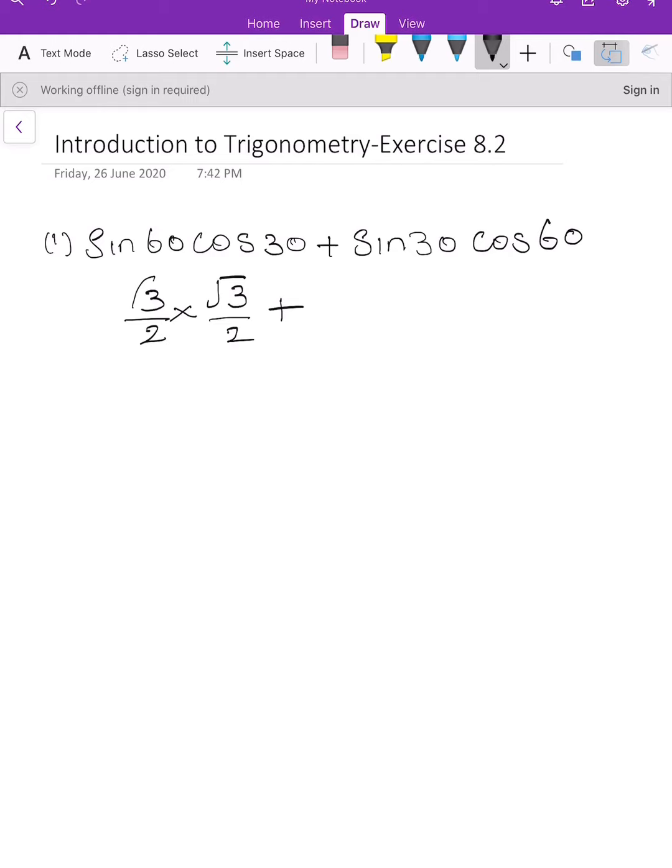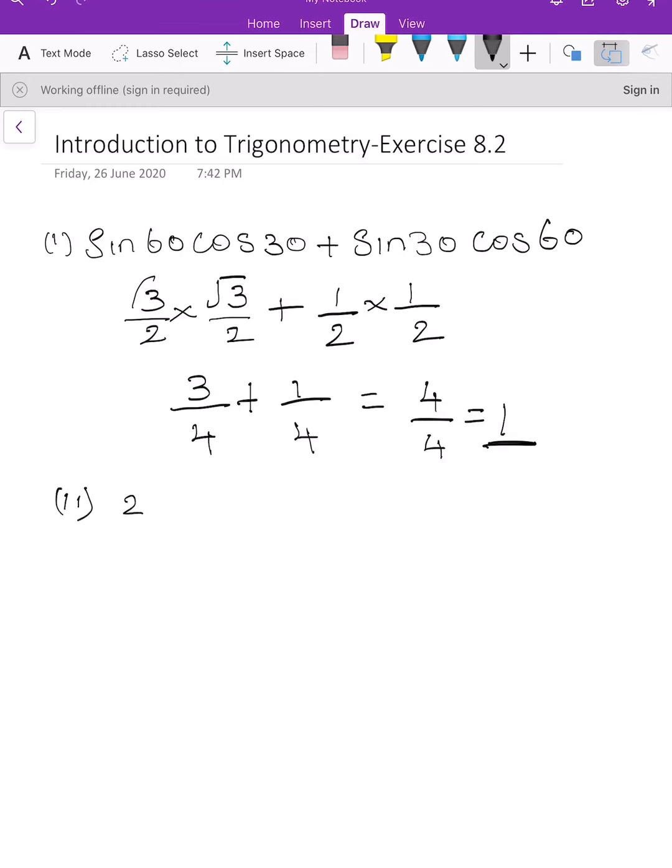Sin 30, what is the value of sin 30? It is 1 by 2 and cos 60 is also 1 by 2. Now I'll multiply this. Root 3 into root 3 is 3, 2 2s are 4, plus 1 into 1 is 1, 2 2s are 4. Since both the denominators are the same, I can easily add these fractions. 3 plus 1 is 4, 4 by 4 is 1. So that's my answer.